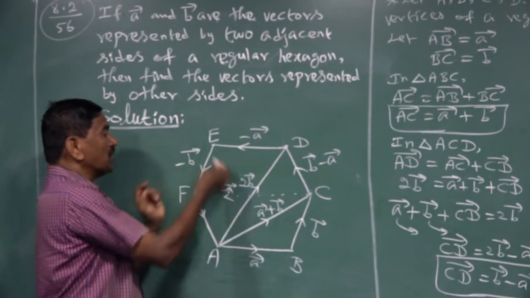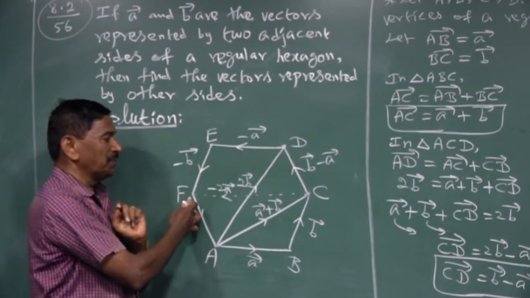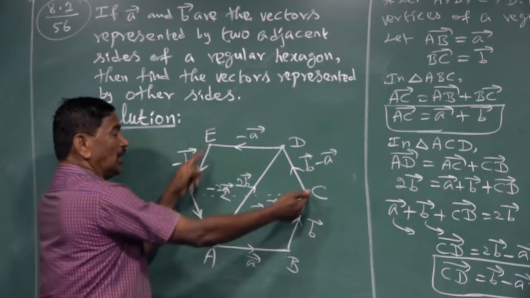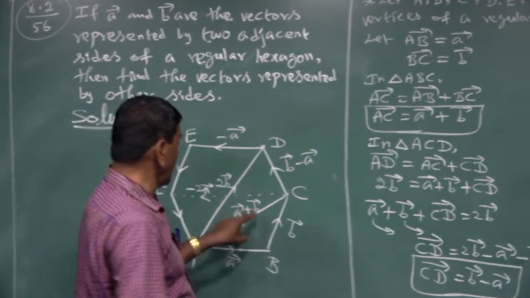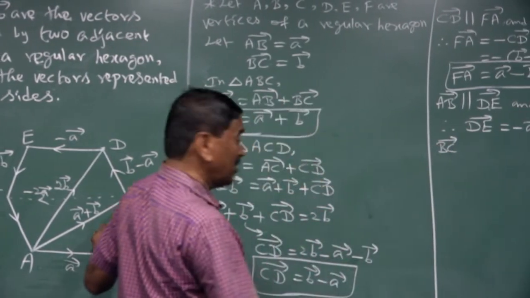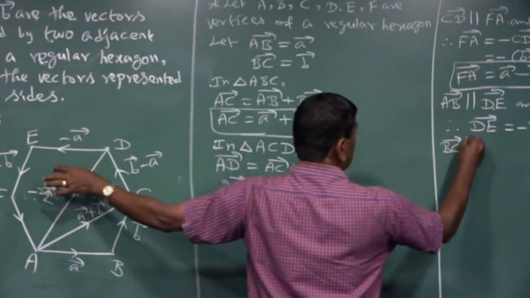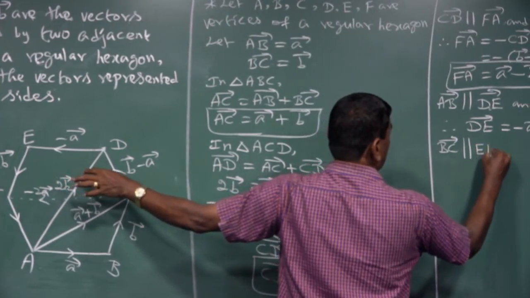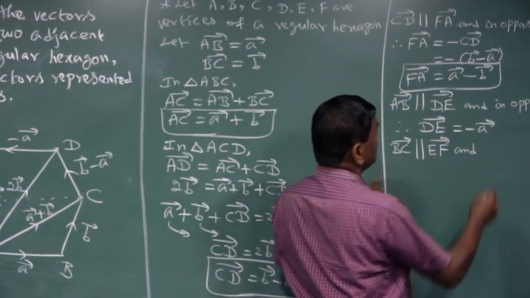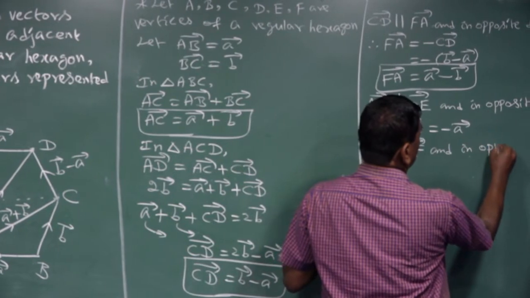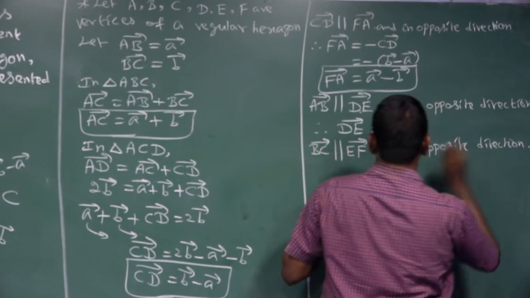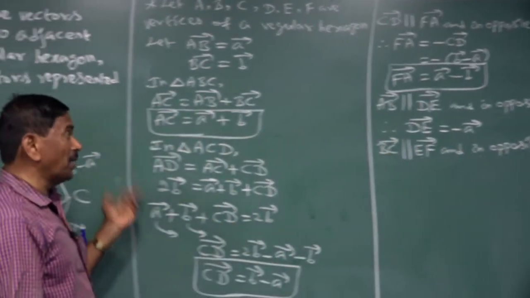Now, let us write the relation for EF vector. BC vector is parallel to EF vector, equal in magnitude but opposite in direction. Equal in magnitude, opposite direction, and they are parallel.